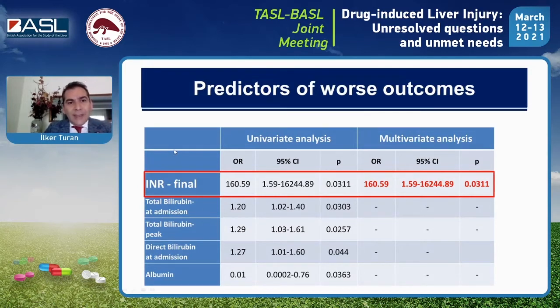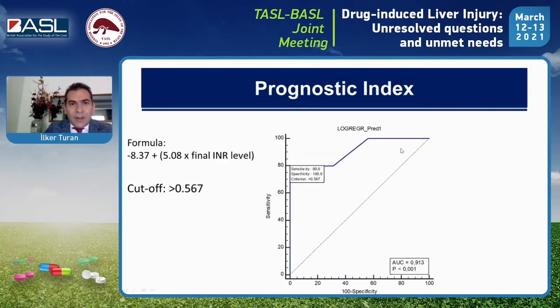We performed univariate and multivariate logistic regression analysis to predict worse outcomes. As you can see, INR, bilirubin, and albumin levels were associated in univariate analysis. However, only final INR level remained significant in multivariate analysis with a high odds ratio. So we constructed a prognostic index to predict outcome. In this formula, values more than this cutoff can predict the outcome with high sensitivity and 100% specificity.